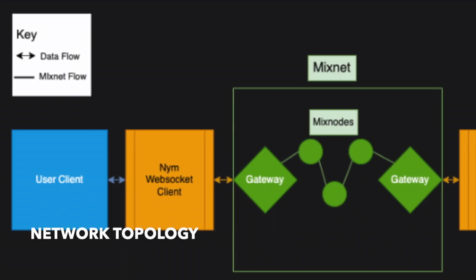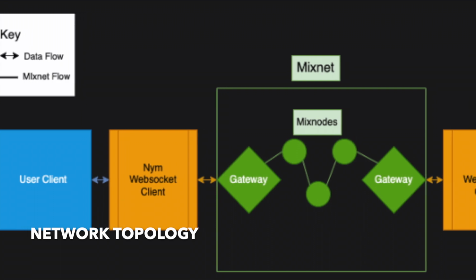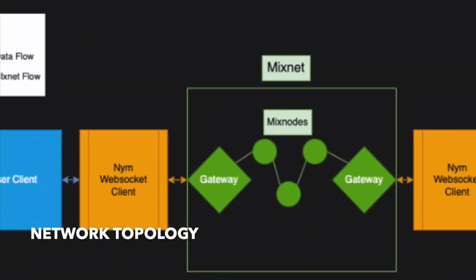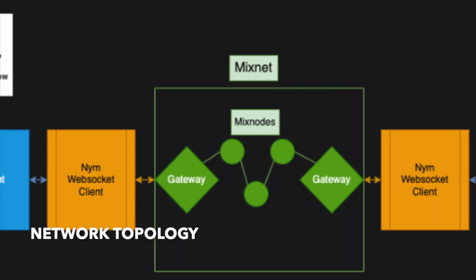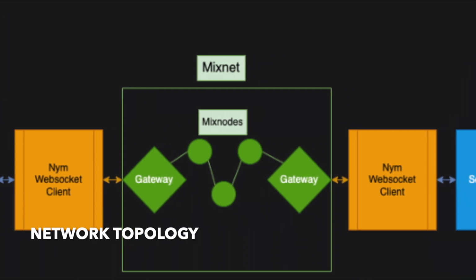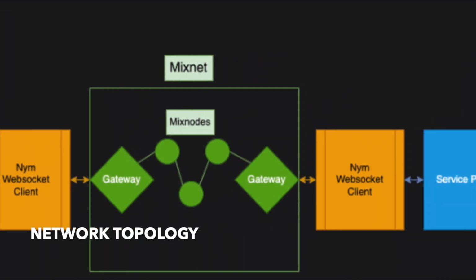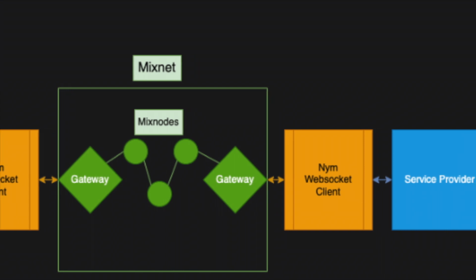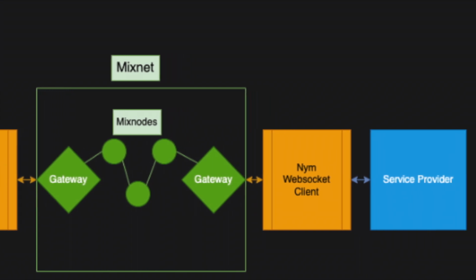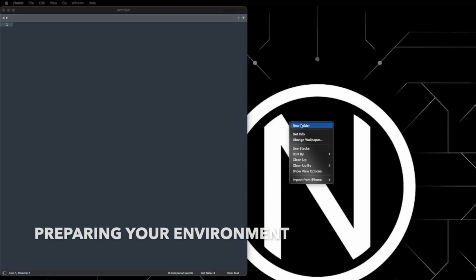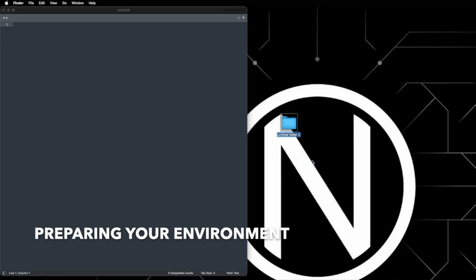For this tutorial, we want to be able to have our user client show us a simple data entry form. Once we fill in the form and press send, that data should then transmit to our service provider via the mixnet. Then we will be able to see the data we sent within the UI of the service provider in the web browser. There are a few prerequisites, such as preparing your environment by creating a new directory.